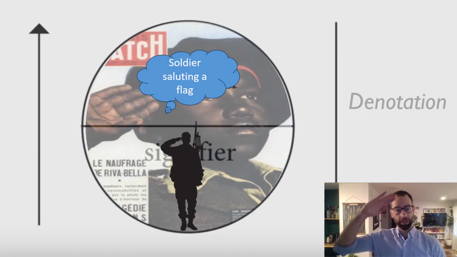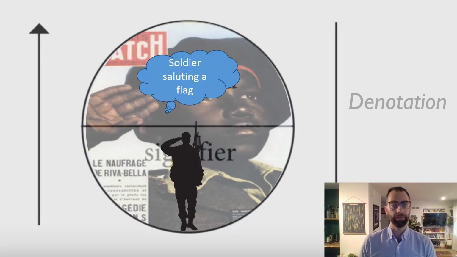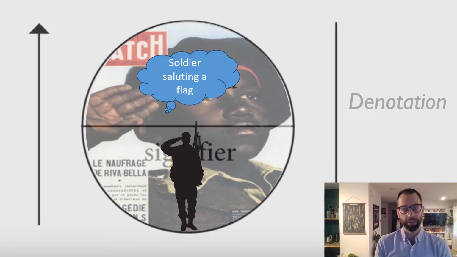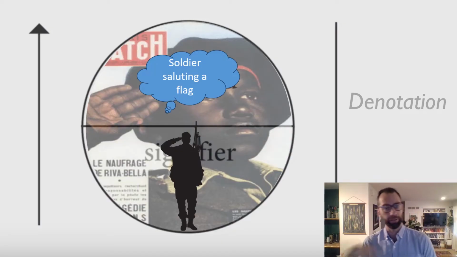One is the gesture of saluting. The other is the fact that the child is in a recognizably French military uniform. If I see the uniform plus the gesture of saluting, I will say, oh, this child is saluting a flag, in particular, likely a French flag, given the context. This is purely at the level of denotation. And this is the kind of analysis that Saussure would have spent a lot of time really thinking about.